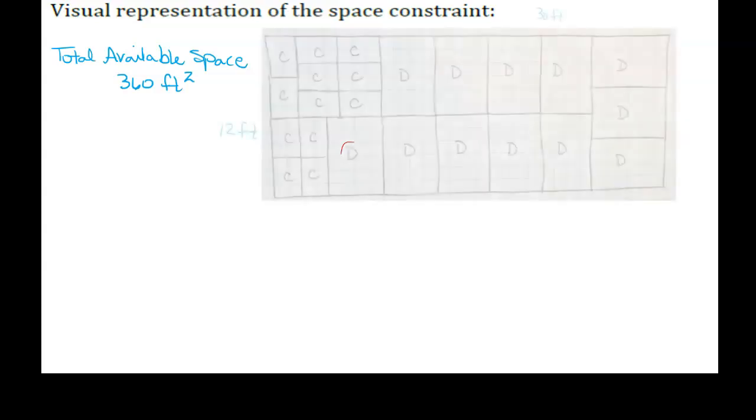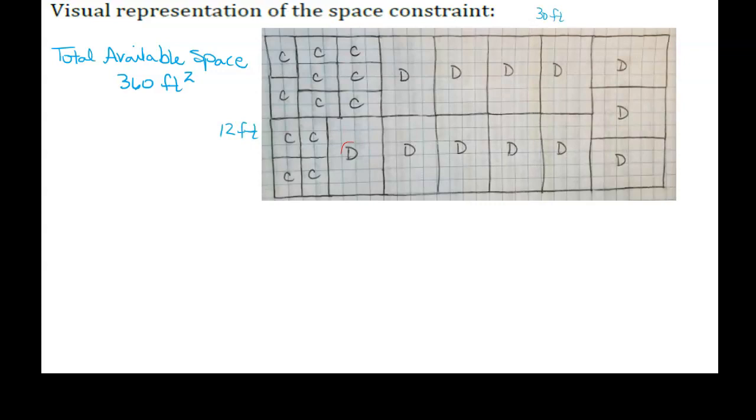So the first strategy that we're going to look at is a visual representation of the space constraint. We know that we have a total available amount of space of 360 square feet. If we look at that on graph paper, this is just one way to represent this visually. We could have laid this out several different ways. This one represents the suggestion that the dad made, which was to have an equal number of cats and dogs, 12 of each. We can see that the dimensions of this are 30 feet by 12 feet, which would give us a total combined area of the 360 square feet that they have available.